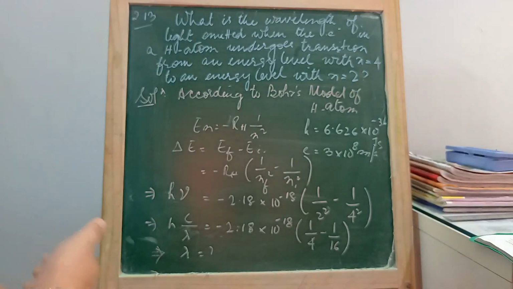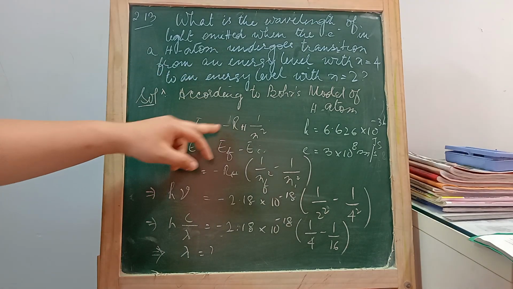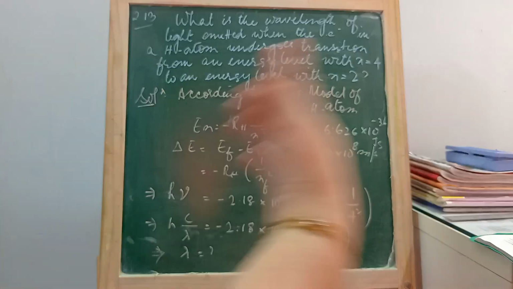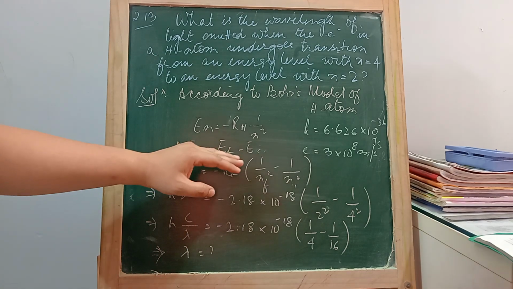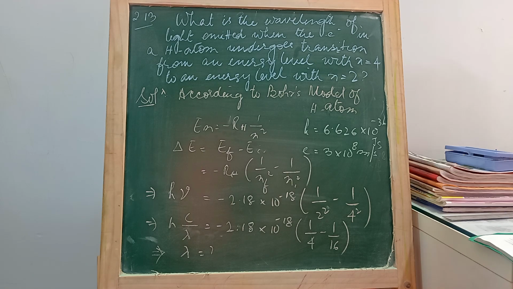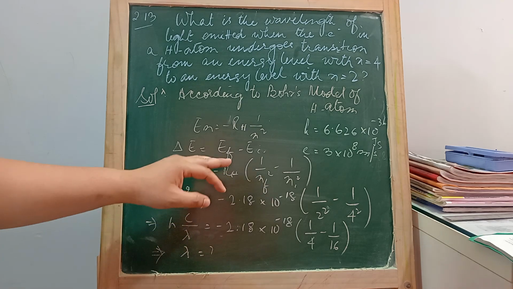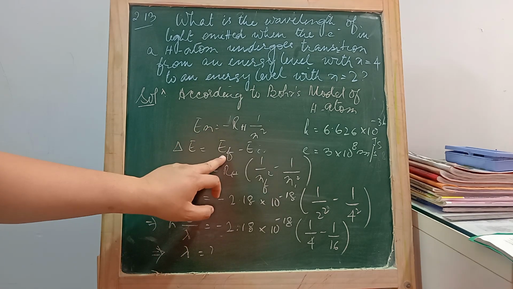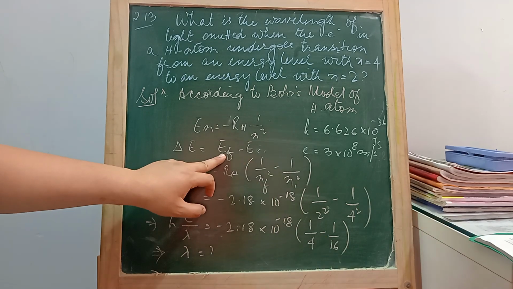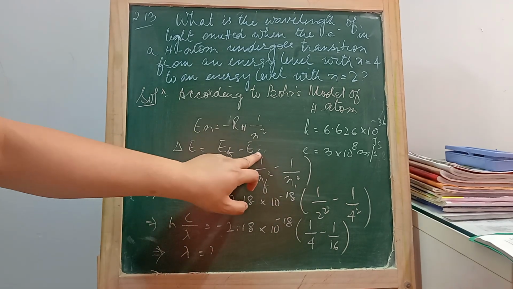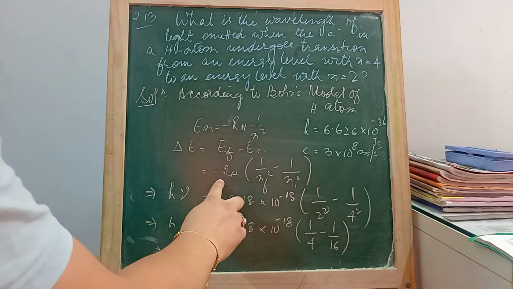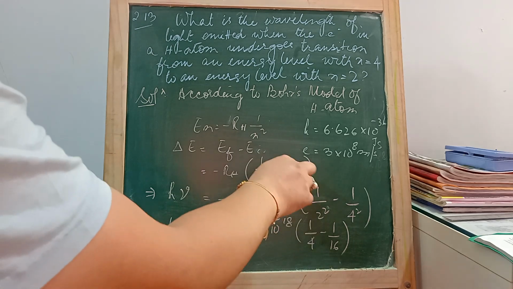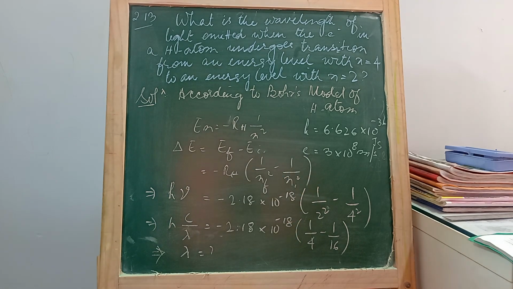When it comes to the second shell, its energy will be the same expression, but with 1 by 2 square. So what is the difference in energy? It will be the energy in the final shell minus the energy in the initial shell. This will give the difference in energy. Taking RH common, what is left is 1 by nf square minus 1 by ni square.